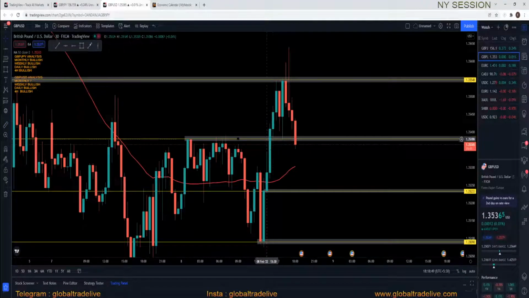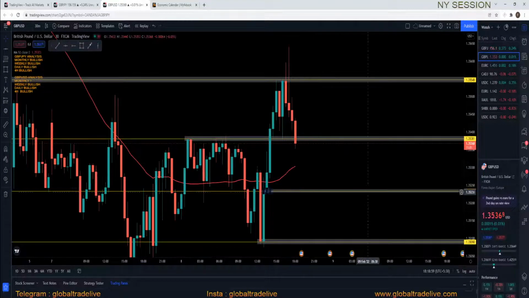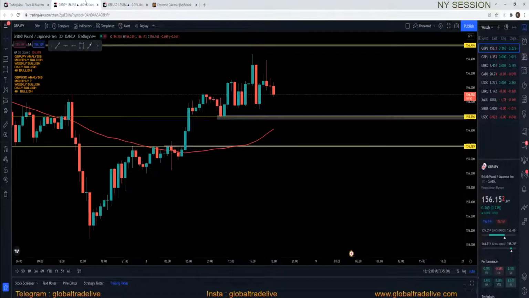So I'm waiting for a confirmation over here, but the thing is, look, now range becomes really less. Now it's just 11 pips. So this is a no trading zone for me. This might be a trading zone for me, but that totally depends upon the 15 minutes and also on the bigger time frames as well.